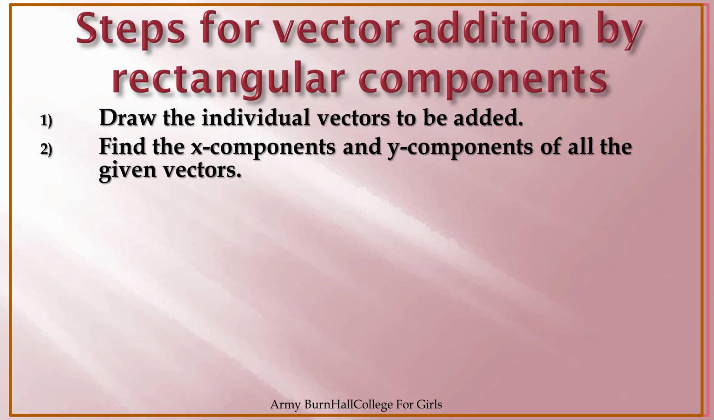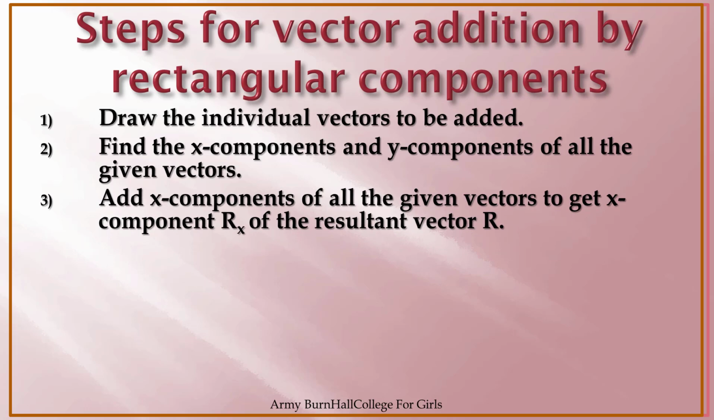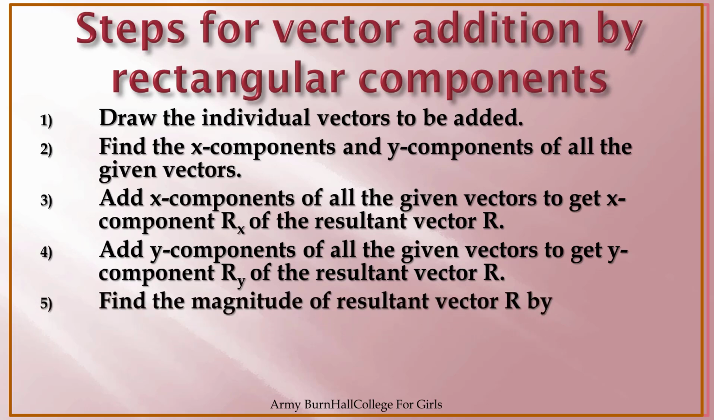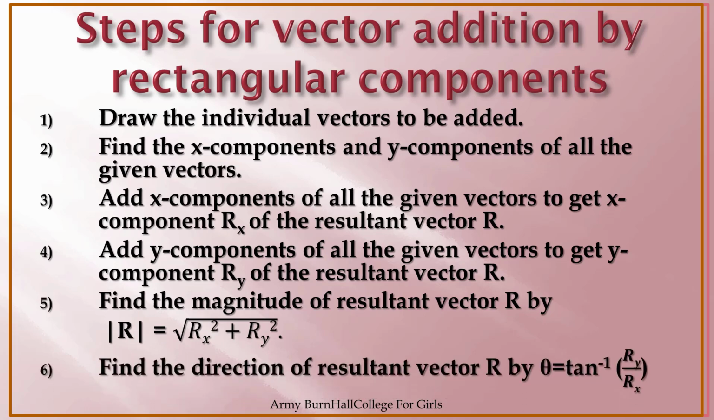Okay, given vectors are there, you have to find all the x components by using the formula F cos theta or A cos theta, whatever the vector is, and the y component by F sin theta or A sin theta. Then add the x components of all the given vectors to get the x component Rx of the resultant, then add the y components of all the given vectors to get the y component Ry of the resultant vector. Find the magnitude of the resultant by the formula R is equal to under root Rx square plus Ry square, and find the direction of the resultant vector R by theta is equal to tan inverse of Ry by Rx.